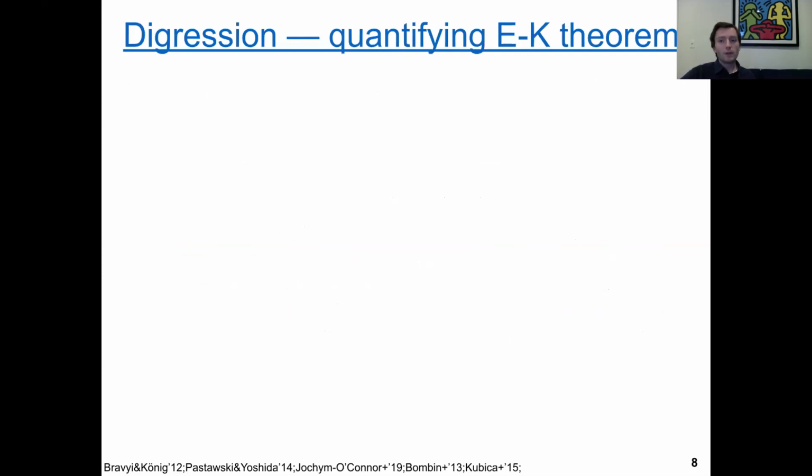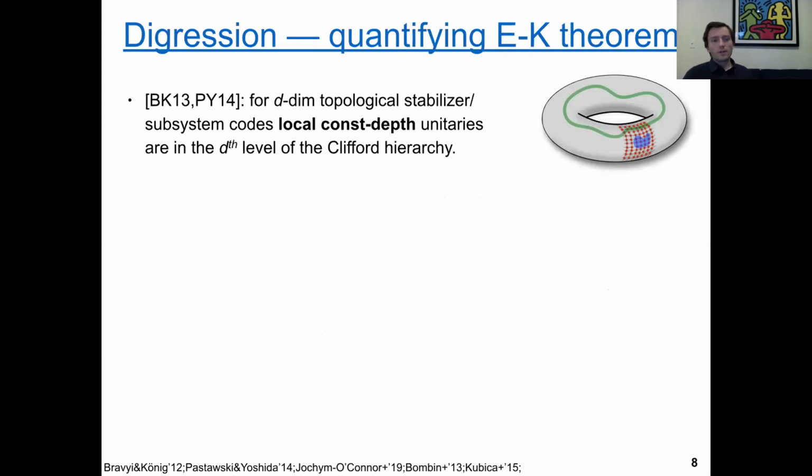So there have been quite a few attempts to quantify the Eastin-Knill theorem. In particular, a few years ago, there were results by Bravyi and König, as well as Pastawski and Yoshida. Those works established that for D-dimensional topological stabilizer or subsystem codes, if we implement unitaries via some local constant depth circuits, then those unitaries will be in the Dth level of the Clifford hierarchy. I know that this is a bit of a packed statement.